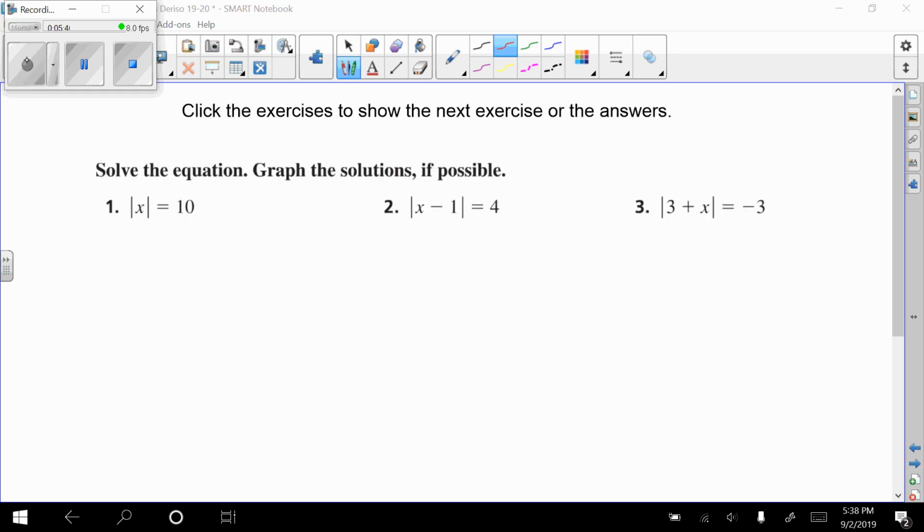Now please work out numbers 1, 2, and 3. One of these is no solutions. I'm hoping you can recognize it right away. Again, for no solutions, you're recognizing something that has just a negative number or constant term on the right-hand side. Please pause the video and work them out.